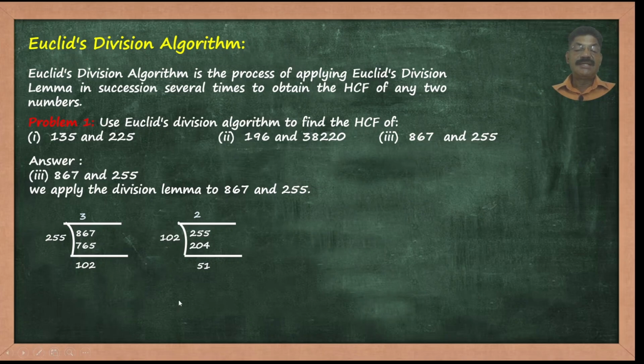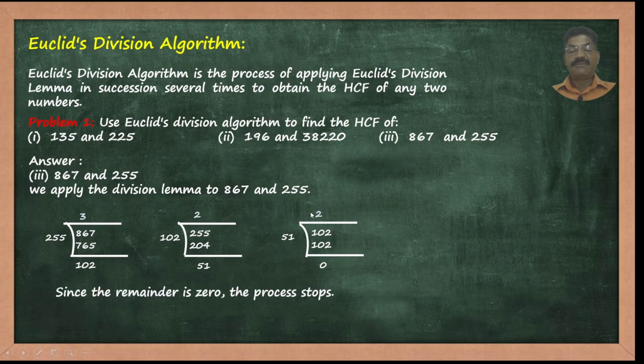So in the next stage, the remainder 51 becomes the divisor and the divisor 102 becomes the dividend. When you divide 102 by 51, 2 times 51 is equal to 102 and the remainder becomes 0. Now we have to stop. So what is the highest common factor? Because the remainder is 0 when the divisor is 51, the highest common factor is 51.